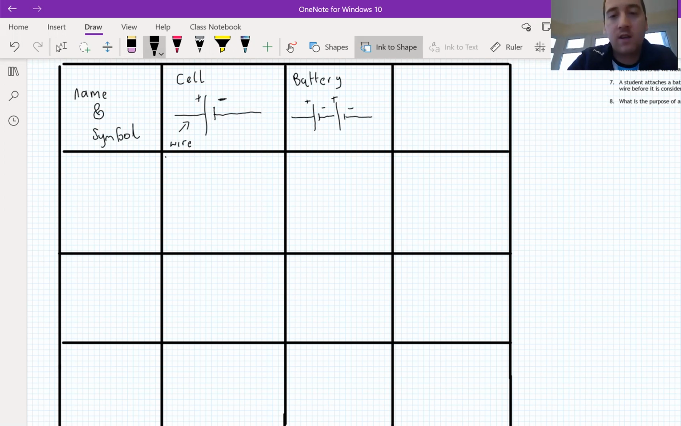This here is a wire with a switch in it, but I am showing this switch is open. So this is the switch, but it's an open switch. As you can see here, this gap means that the switch is not closed, it's open. So we've got a wire, an open switch, and then another wire, and this stops the current from flowing around the circuit because we do not have a closed loop when the switch is open.